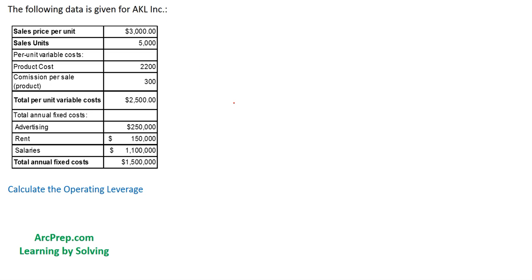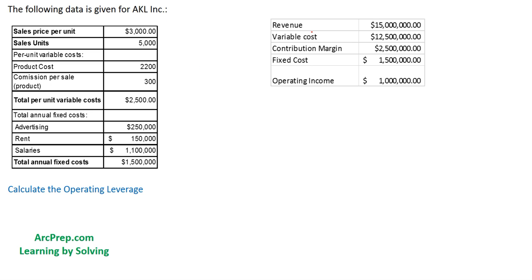Given these, let's first of all calculate the operating income. My revenue is nothing but the price multiplied by quantity. 3,000 multiplied by 5,000 is $15 million. My total variable cost is nothing but the quantity multiplied by the per unit variable cost. It turns out to be 12.5 million. Contribution margin, remember it's from variable costing, it's revenue minus all variable cost, is 2.5 million. My total fixed cost is 1.5 million. Contribution margin minus fixed cost is going to give me operating income.